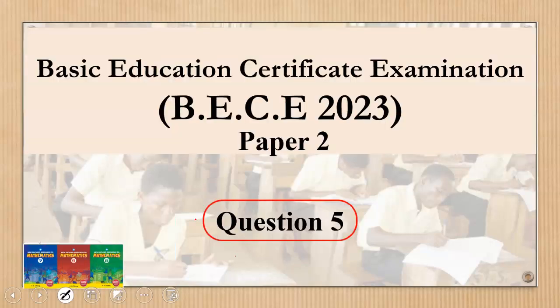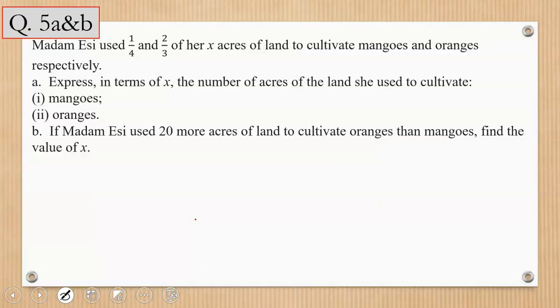Today's lesson, we are looking at BECE 2023, paper 2, question number 5. Question number 5 is one question but has been put into 4 different sub questions. The preamble says, Madam AC used 1/4 and 2/3 of her X acres of land to cultivate mangoes and oranges respectively. What it means is that mangoes go for 1/4 and oranges go for 2/3.